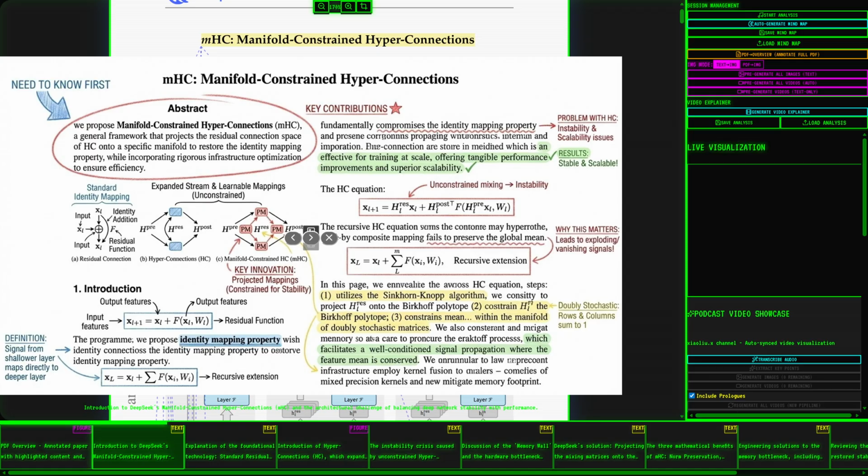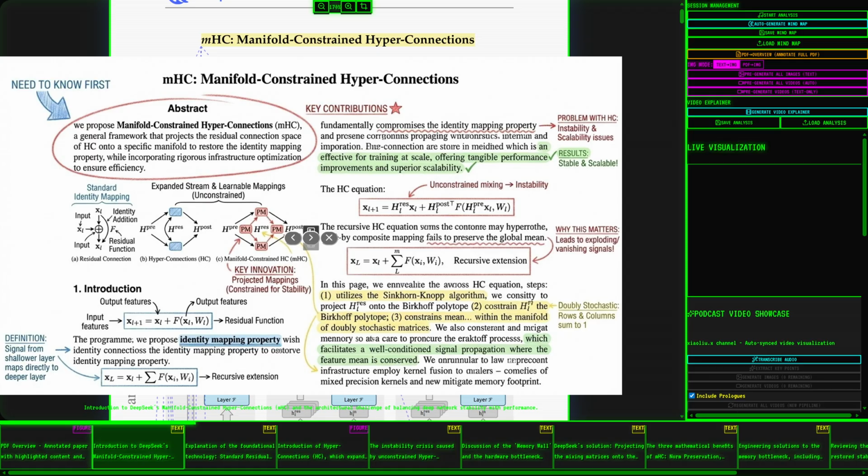Instead of that single simple pipe we talked about, HC widened the stream. So imagine that one pipe now becomes, say, 4 parallel pipes, all flowing side by side, an expansion rate of 4. And the goal of having 4 streams was what? A richer, more complex internal mixing of features. It increases the topological complexity of the network without actually adding a ton more raw computation, or FLOPs. It seemed like a really smart trade.